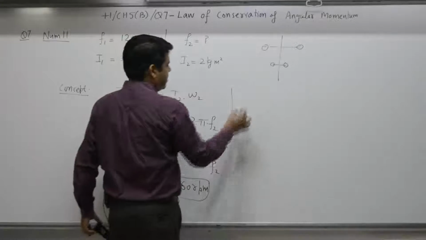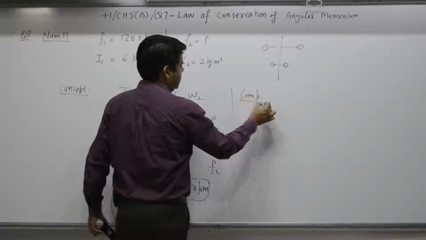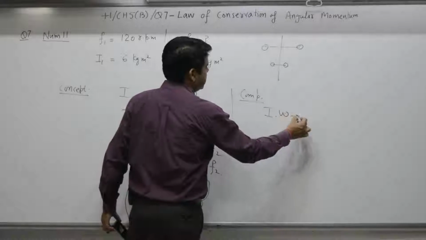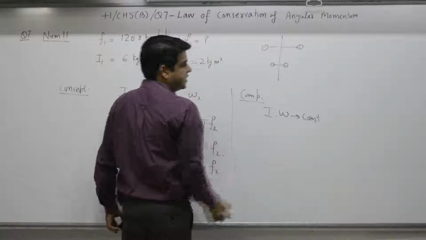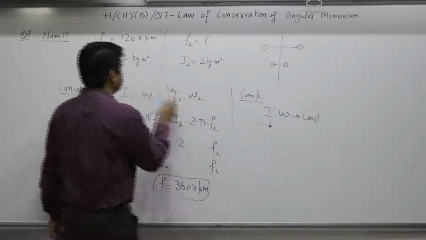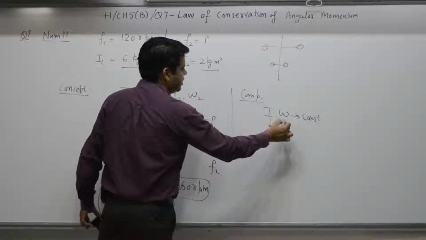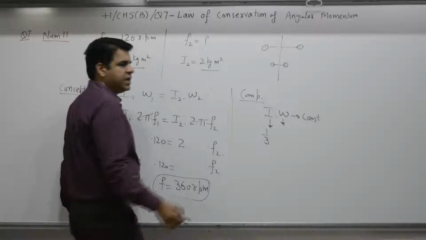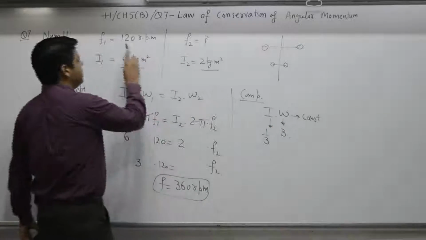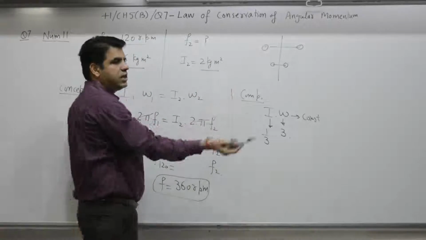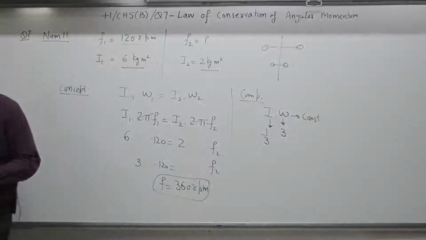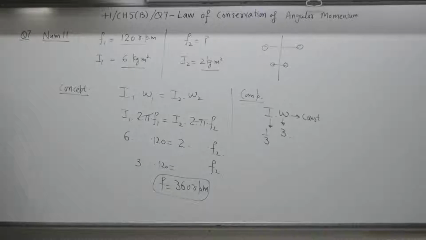For competition purposes, you can come out with the answer within no time. This is the way you need to think. I omega remains constant. So I is how much? Initial value was 6, final is 2. I is 1/3. Omega is how many times? 3 times. So initial value was 120, the final value is 3 times: 360. I into omega constant, I 1/3, omega 3 times, or frequency 3 times.